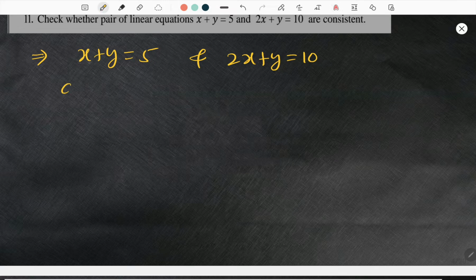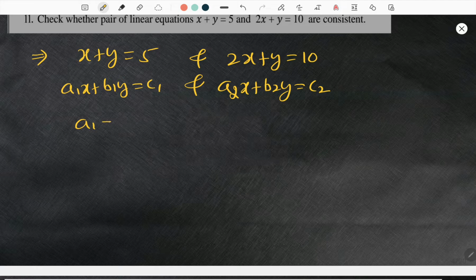You can directly compare it like a1x plus b1y is equal to c1. If you bring this 5 to this side, it becomes minus 5. If you bring this 10 to this side, it becomes minus 10. And again, minus and minus are going to get cancelled. So you can solve like this. Alright, so it becomes what? a2x plus b2y is equal to c2.